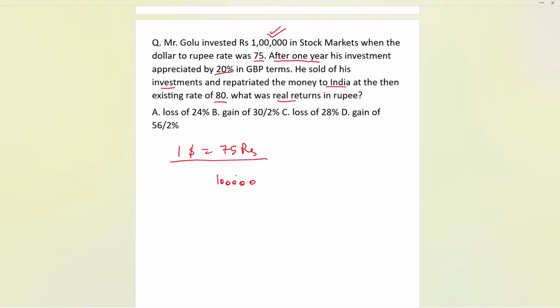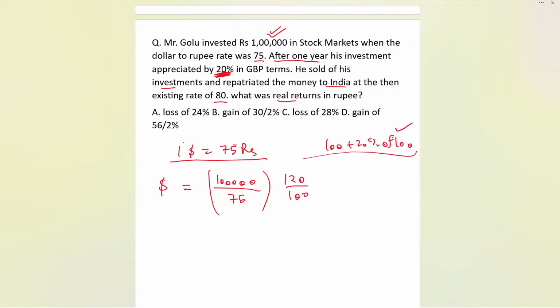$1 is 75. If I invested this into the US markets, will I be converting into dollars? Yes. So how many dollars? If $1 is 75, 1 lakh by 75 is the total amount of dollars we have. Now, 20% increased, okay? The money increased by 20%. And let me tell you over here, I told you already, directly you can write 120 by 100. How? 100 plus 20% of 100. And this you will be getting as 120 by 100. So directly also you can write.